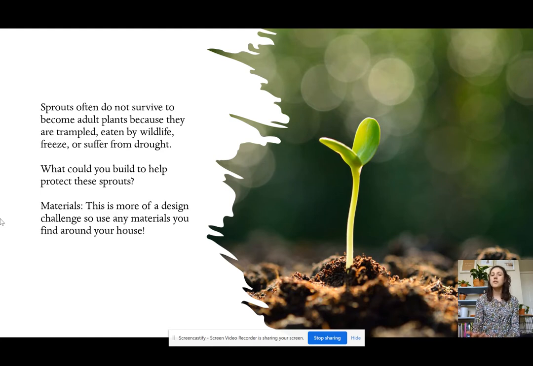But what could you build to help protect these sprouts? Today we're going to be trying an engineering challenge, and I want you to use materials around your house and try and build a structure to help protect this sprout.